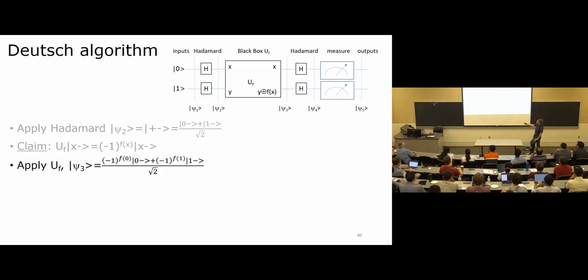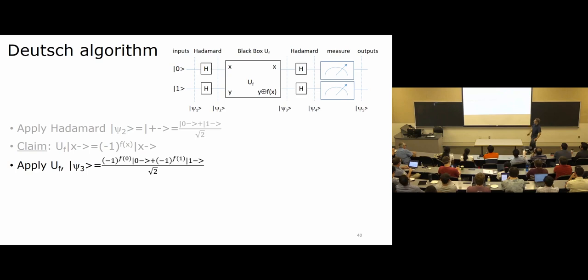So here I have my claim. And recall that ket psi 2 is ket plus minus, which I also expressed as ket 0 minus plus ket 1 minus divided by square root of 2. And let's apply UF, giving me, with a dashed line, psi 3. So the state after this black box, well, ket 0 minus, because of the claim, became minus 1 to the power of, well, x was equal to 0 here.